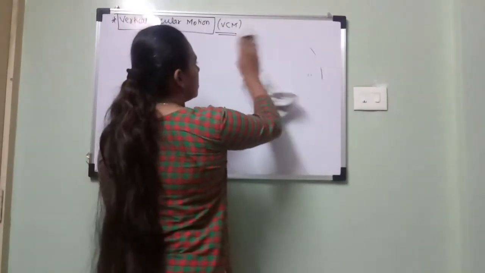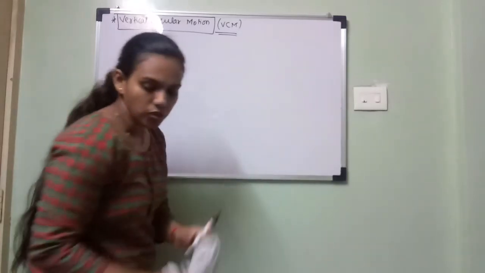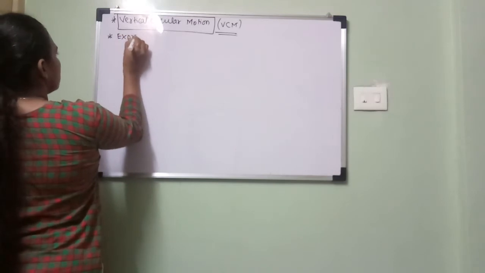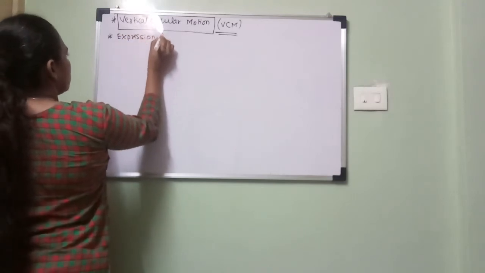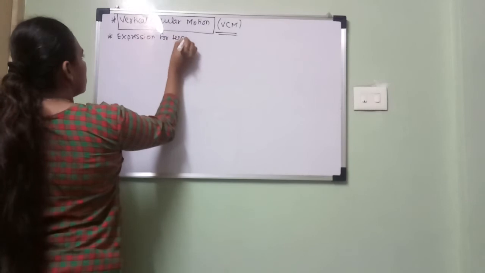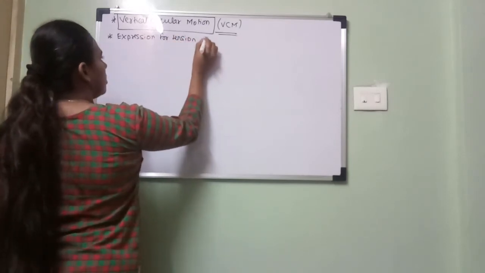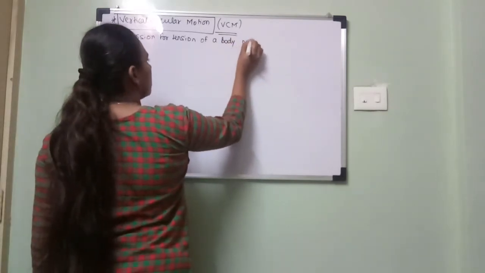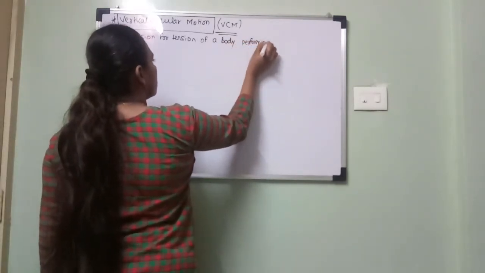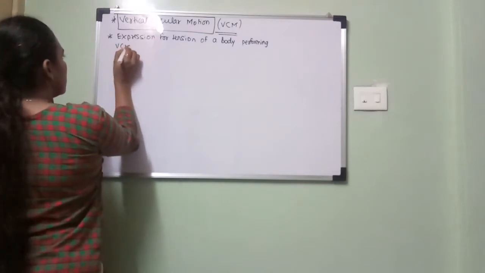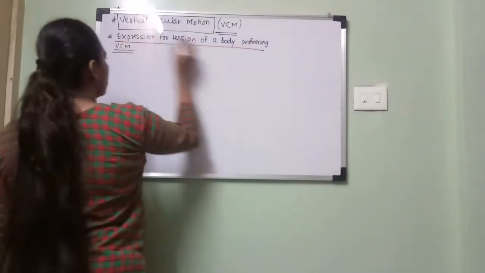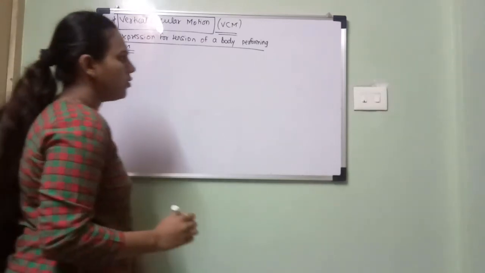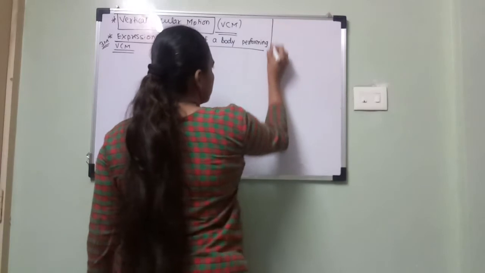The first derivation is the expression for tension of a body performing VCM. This derivation will come for 3 marks. We will draw the figure for it. See, the simple figure we will draw.